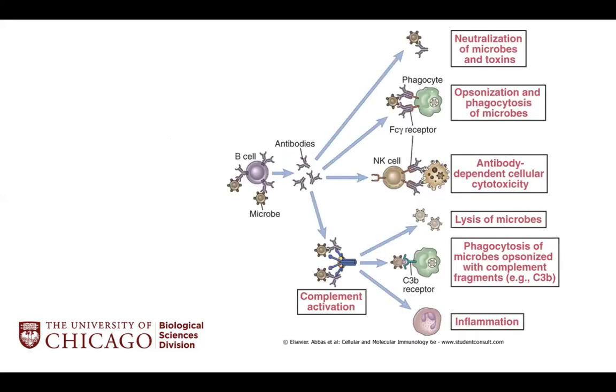So here are some of the jobs of antibodies. One, they can just neutralize microbes and toxins. Two, they will opsonize them or make them more prepared to be phagocytosed. Three, they will participate in antibody-dependent cellular cytotoxicity, otherwise known as ADCC. But they are also very important for complement activation, and the complement, as a result, can either lyse the microbe or can help with phagocytosis or just promote general inflammation.